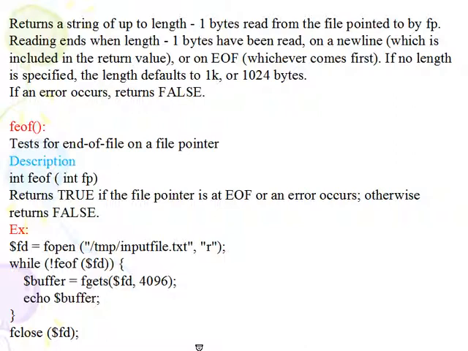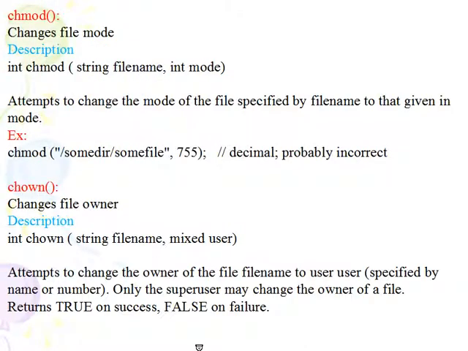The next function is feof, file end of file. It is used to test whether the file is at the end of the file or not. Initially, when we open a file, the file pointer will be at the start of the file. By reading the contents, the file pointer will be moved towards the end. When we reach the end of the file, it returns true.